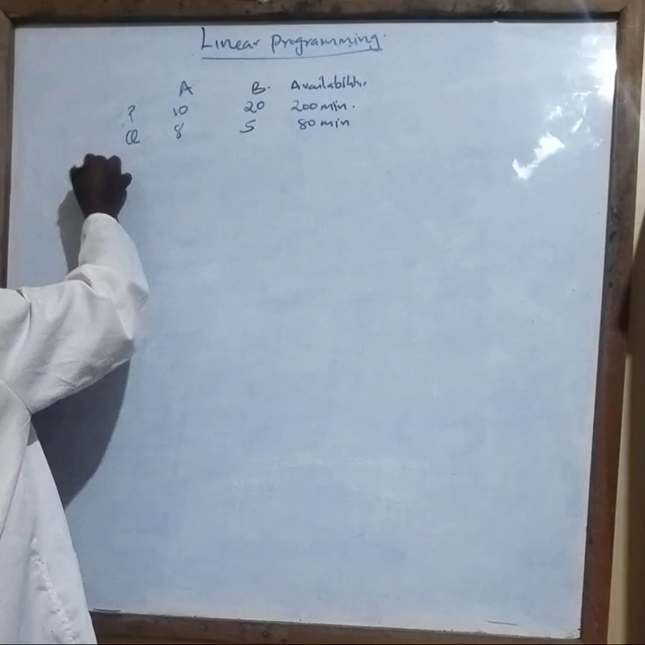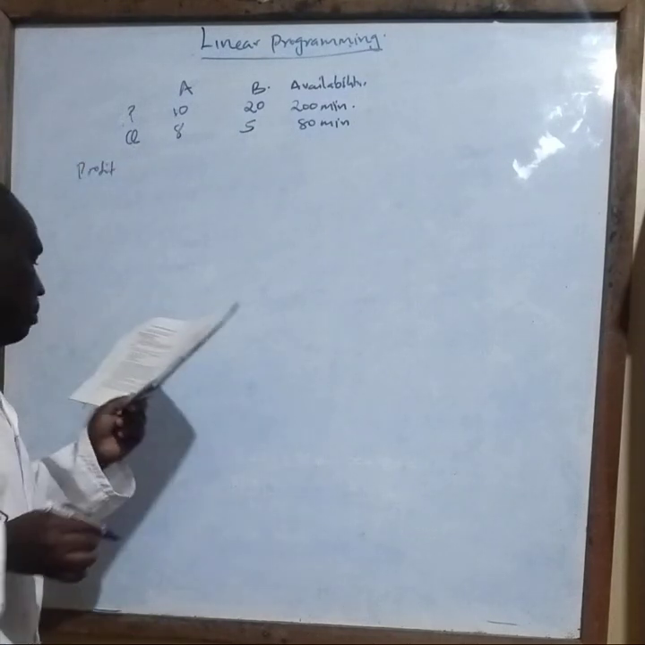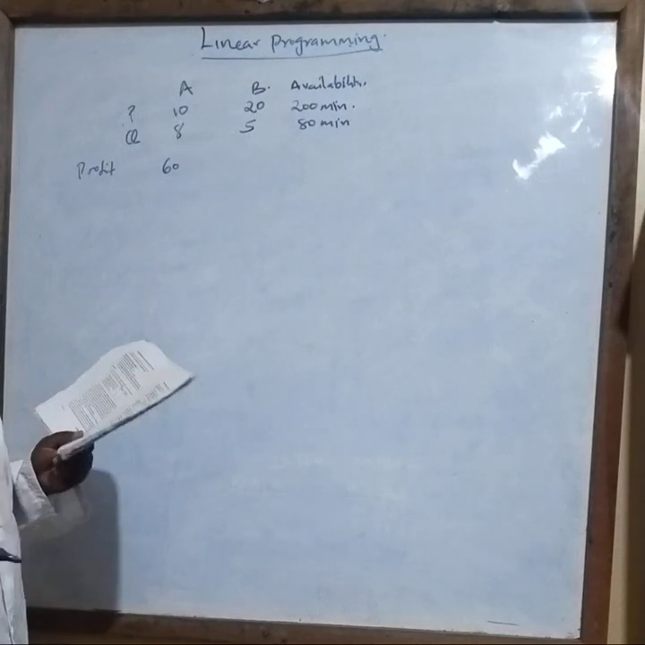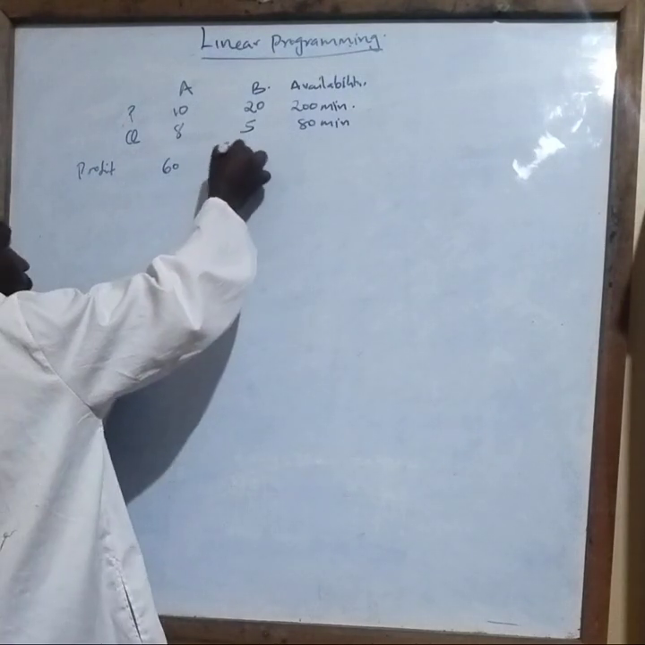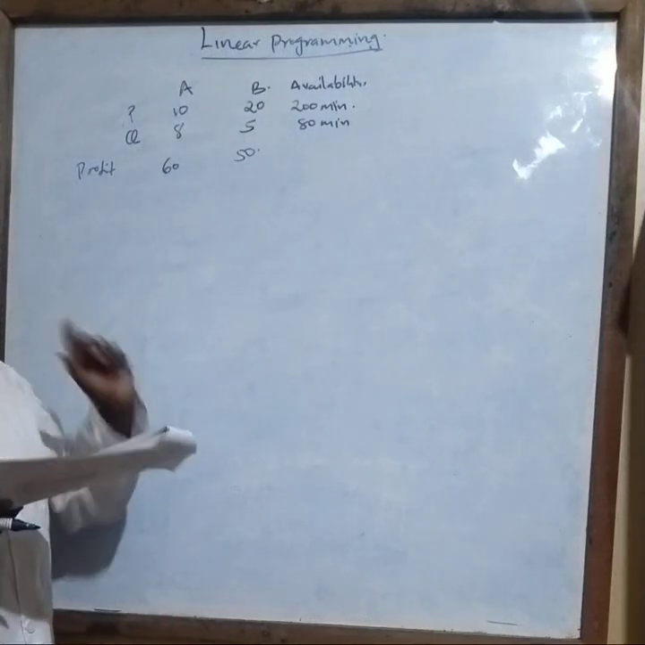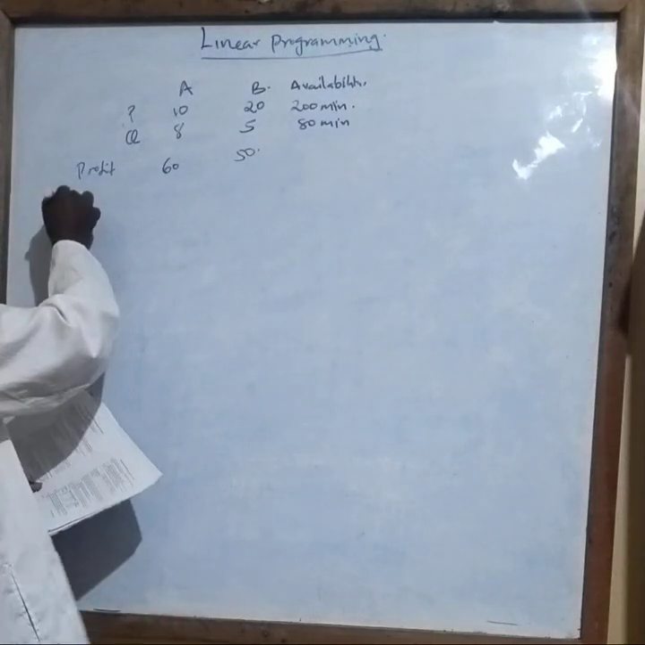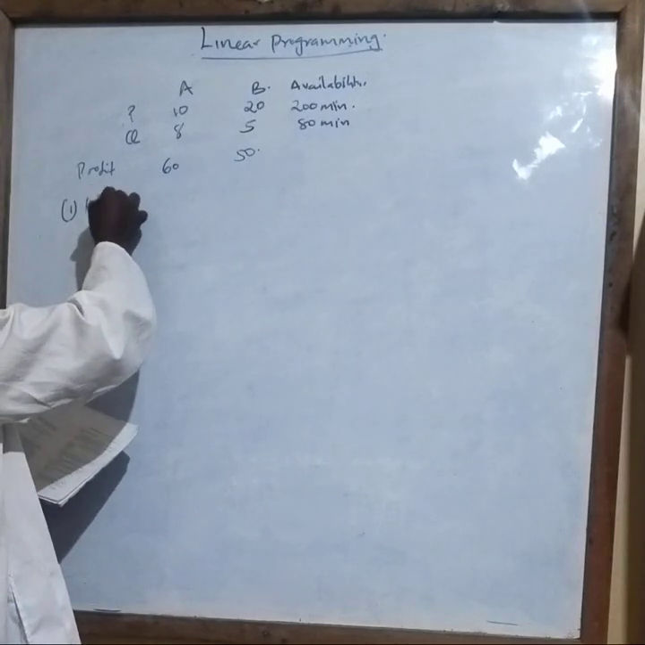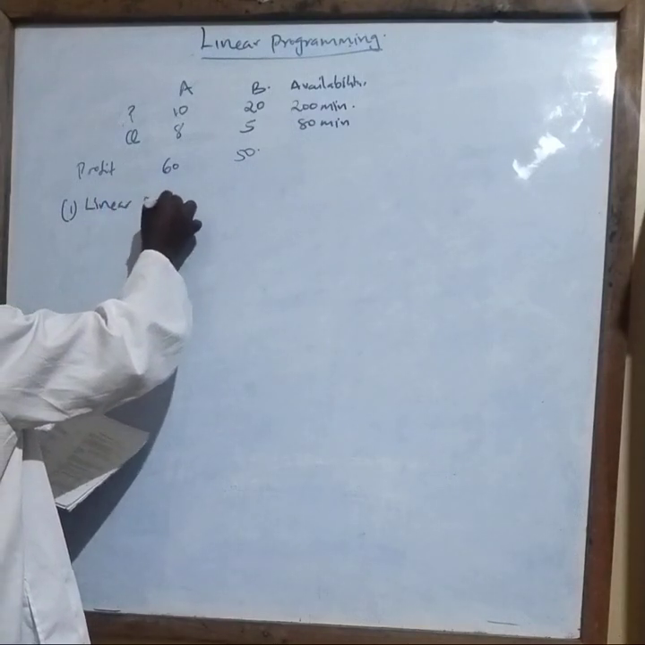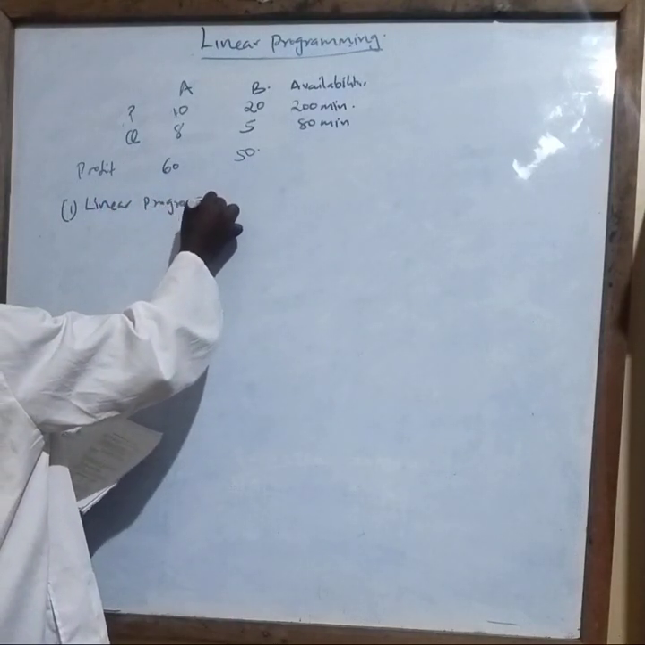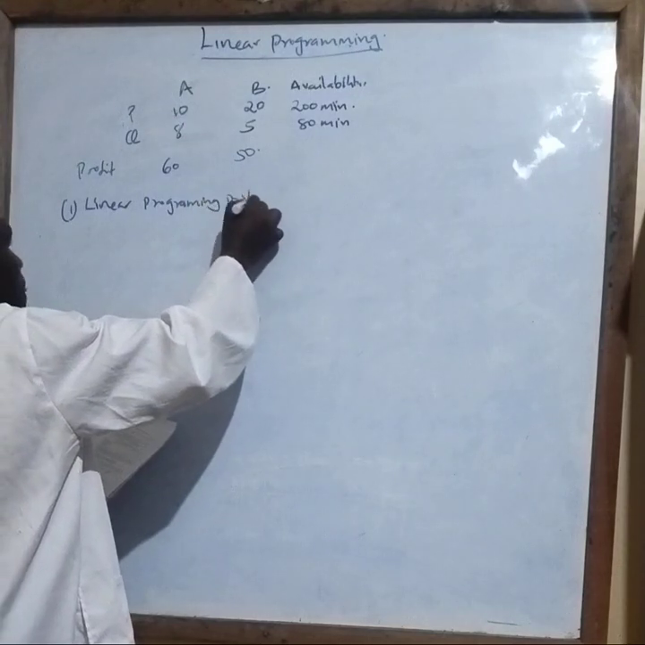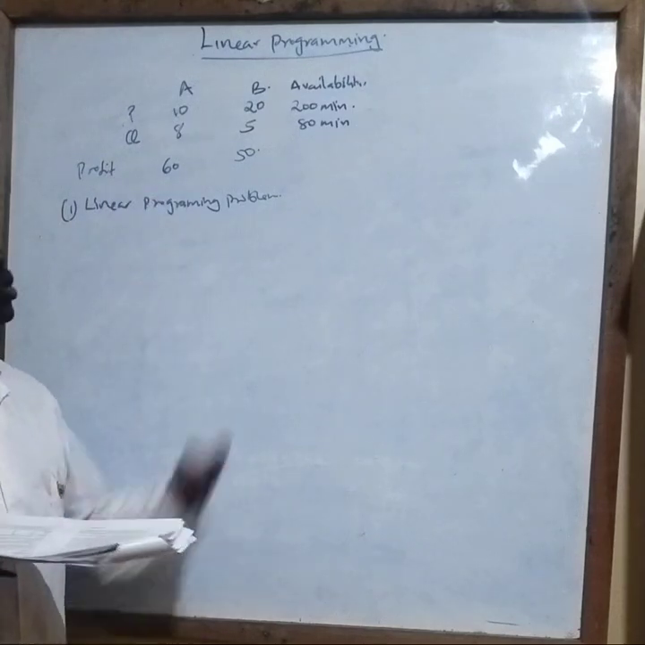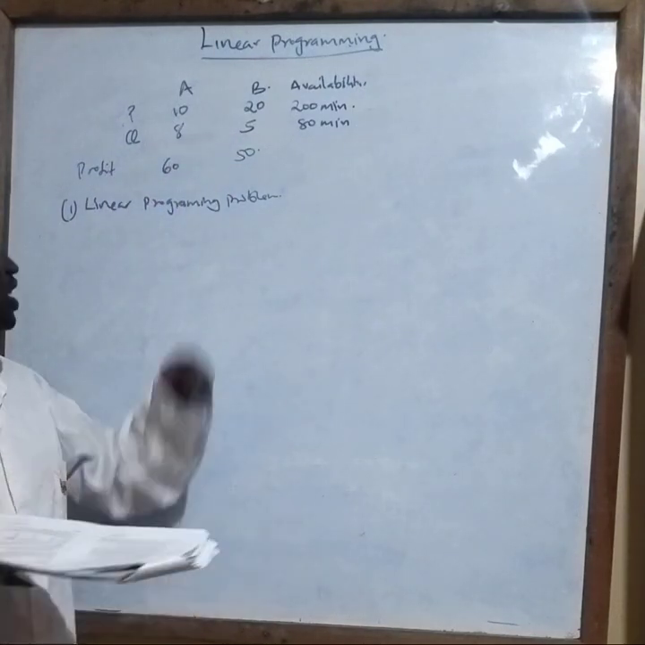There was a profit. From the opening paragraph, it was saying there is 60 shillings per unit for A and 50 for B. So this table is enough for us to formulate Roman 1, they need you to come up with the linear programming problem. So you can either begin from the profit function or a constraint function, no problem. You can just begin from any.